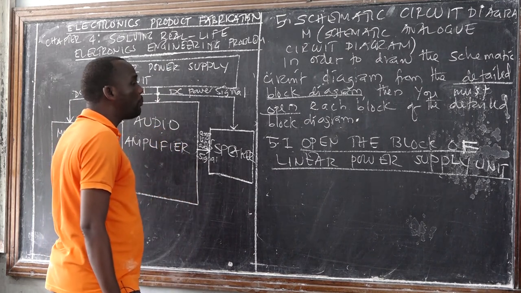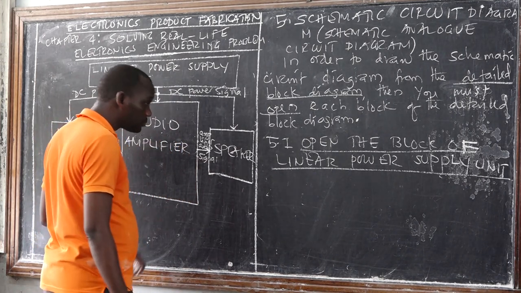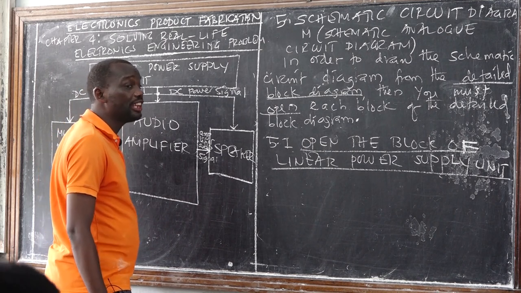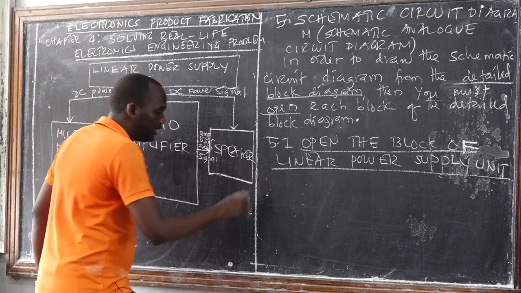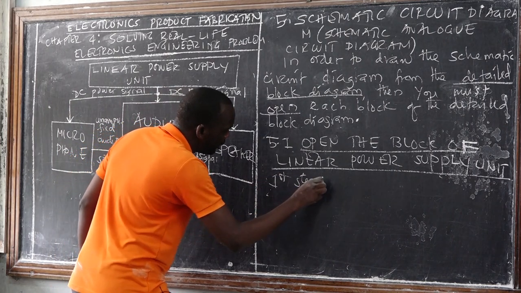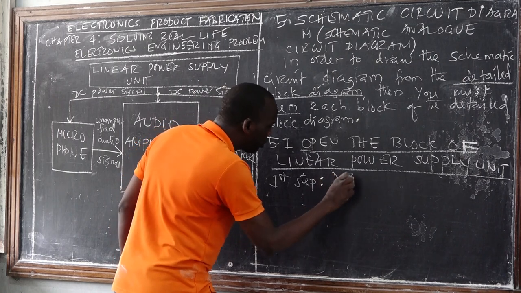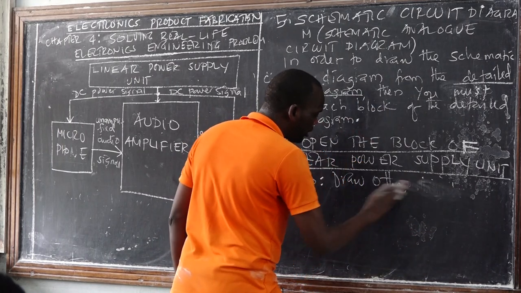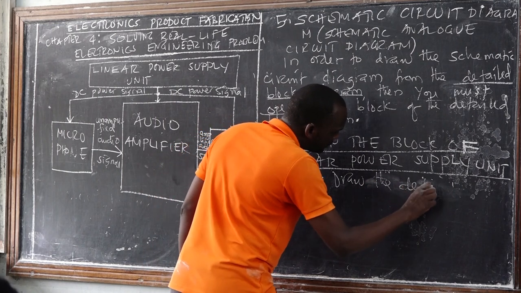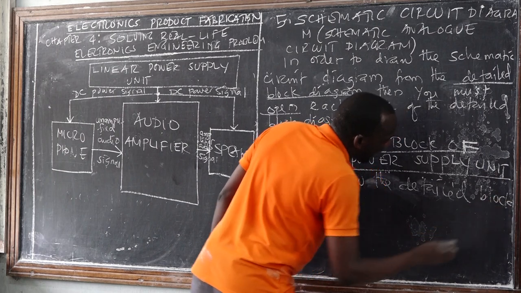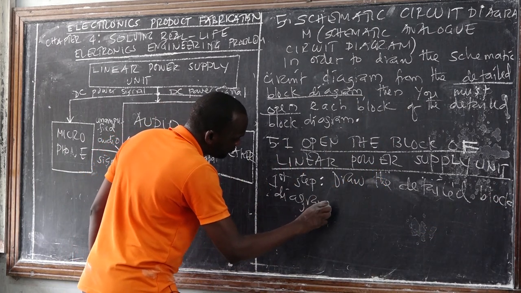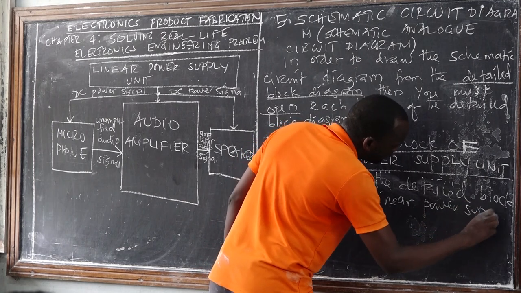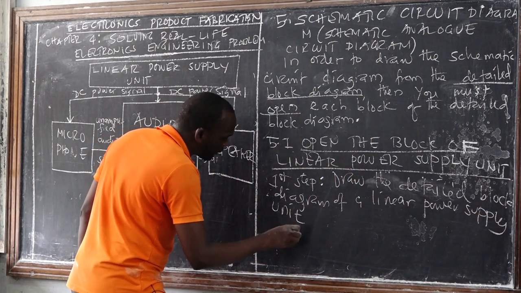So, in order to open this block of linear power supply, we must begin from the beginning to the end. So we say that the first step is to draw the detailed block diagram of a linear power supply unit.